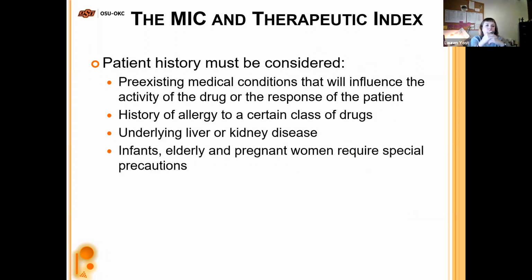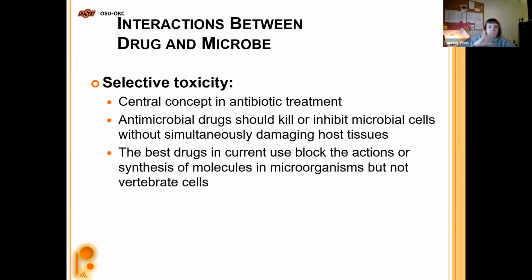Okay. Patient history also has to be considered when you're choosing. We want any pre-existing medical conditions that will influence the activity of the drug or response of the patient. That's hard to be aware of sometimes because patients aren't as forthcoming as they should be. History of allergy to any certain class of drugs. Some people don't even know that they do have allergies. Not that they haven't had a reaction, but they just don't know that's what they were allergic to because they just don't keep track of it. They have underlying liver or kidney disease, also hard to predict. Infants, elderly, and pregnant women are also special precautions. Like if you have a pregnant woman, some of these antibiotics could cause birth defects. So you want to be careful and consider all that when you're choosing.